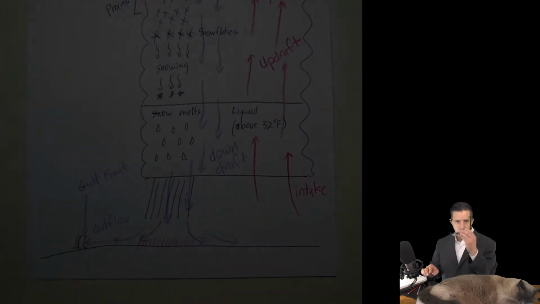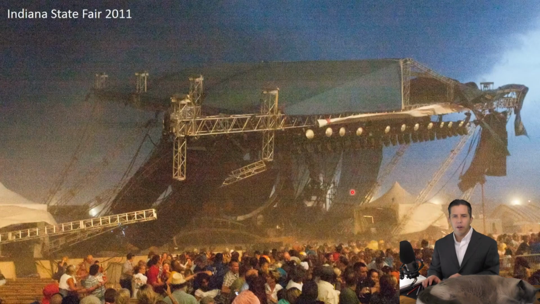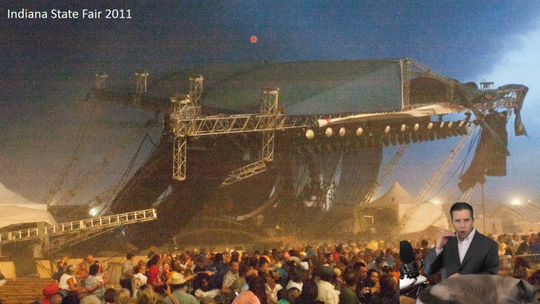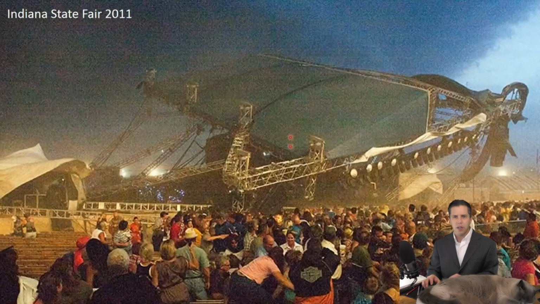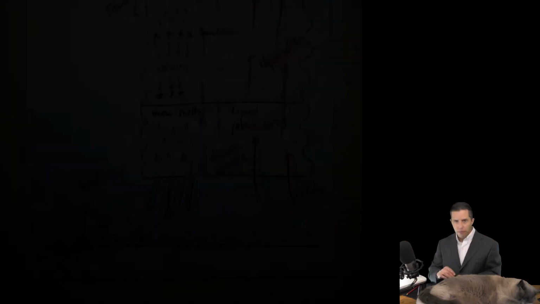So a few years ago at the Indiana State Fair, they're setting up for a concert, and there's a thunderstorm coming, and you can see it in the distance there. The thunderstorm produces a microburst, which makes the outflow. The outflow wind comes and basically invades the fair and knocks over this whole stadium setup and killed, I think, 7 people and injured about 50 or so. So that is the outflow that did that.